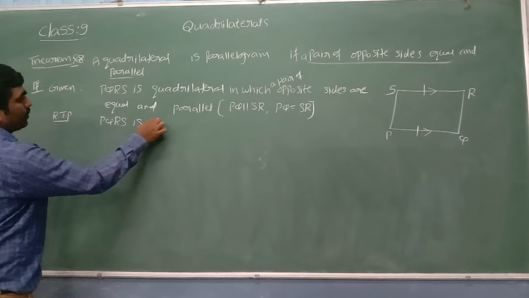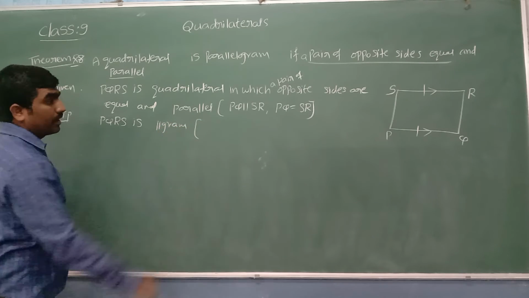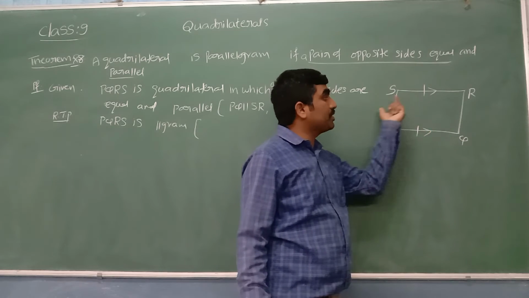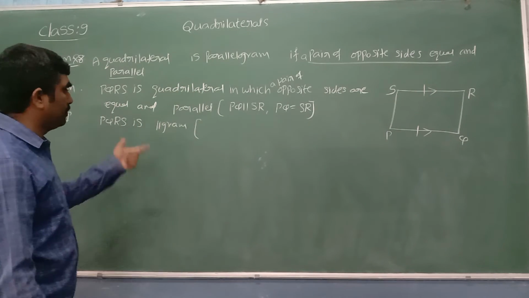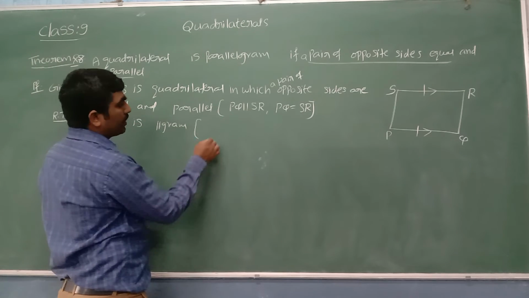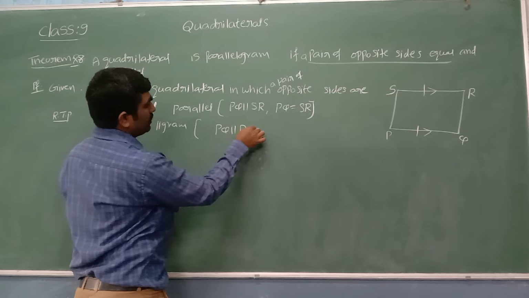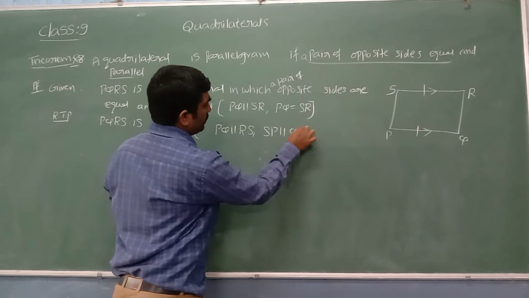PQRS is what? Is parallel. When we can say it is a parallelogram, a quadrilateral in which we have two pairs of opposite sides are parallel, then we can say that it is a parallelogram. So to get a parallelogram, PQ is parallel to RS, one pair, and the other pair is SP is parallel to QR.